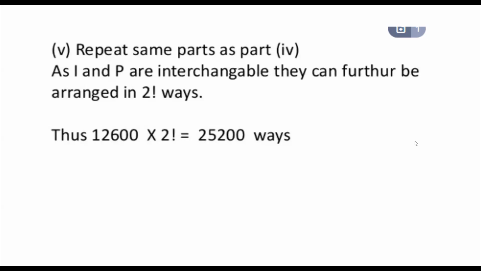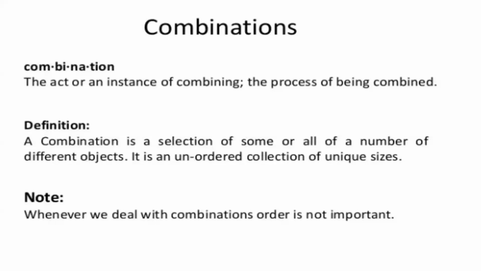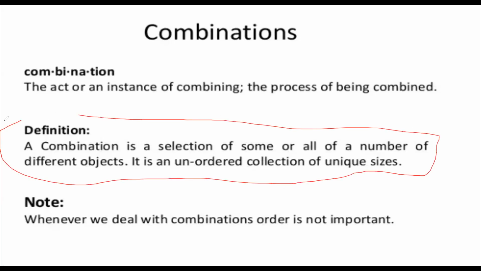So let's touch quickly on combination. This is the last thing. Let's take the mathematical definition that we are concerned with. Please note this: a combination is a selection of some or all of a number of different objects. Notice it is an unordered collection of unique items. In other words, what they're telling you is that order is not important.